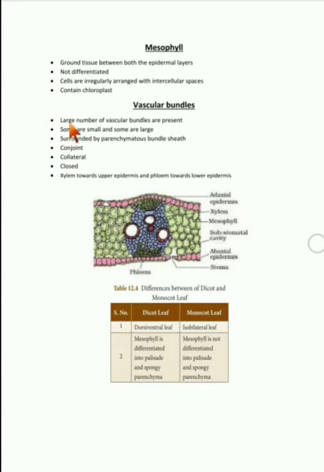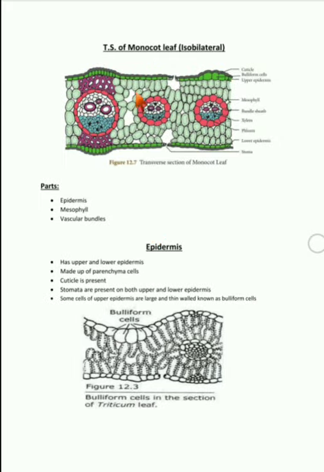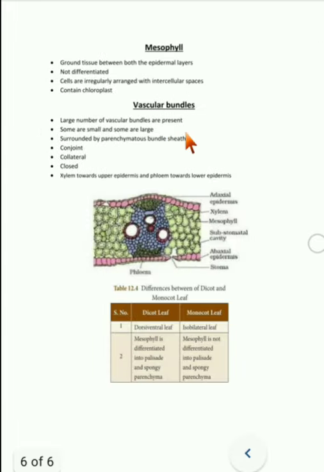Okay, so then we'll see about the mesophyll. So ground tissue between both the epidermal layers is called mesophyll. As we have seen, they are not differentiated, so the cells are irregularly arranged with intercellular spaces. So you can see intercellular spaces in between these cells, and they are not regularly arranged. It is irregularly arranged, and they contain chloroplast. Okay, and the last one is vascular bundle, which includes xylem and phloem.